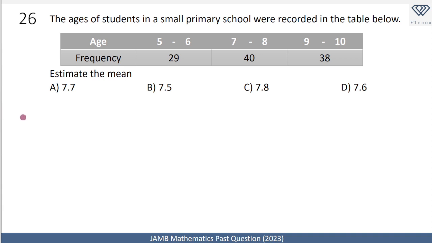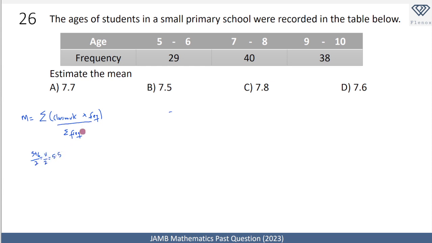Now, because you have grouped data, the mean of grouped data is equal to what? The summation of the class mark times the frequency, over the summation of the frequency. Now, what is the class mark? The class mark is just the middle point of each group that I have here. So for the group 5 to 6, the class mark is going to be what lies between 5 and 6. In this case, that is 5 plus 6 divided by 2, and that is 11 divided by 2, and that is 5.5.